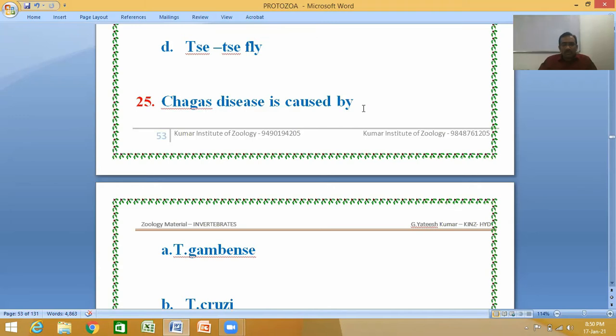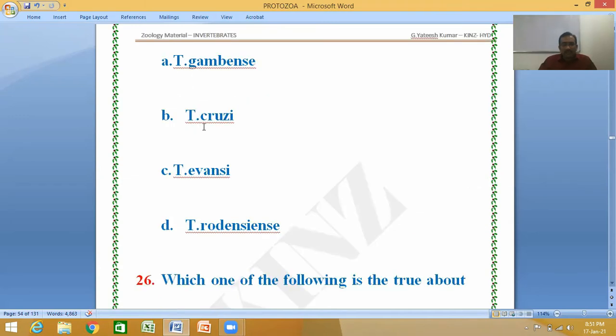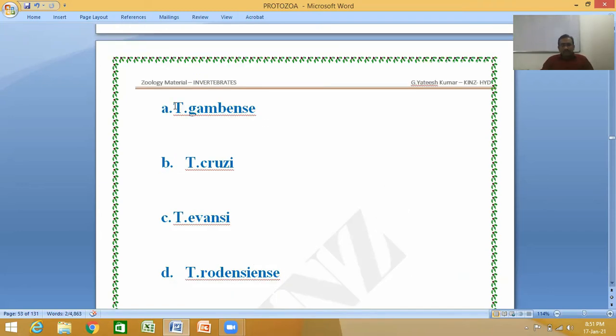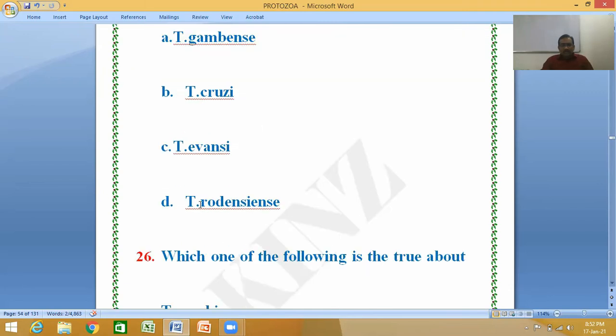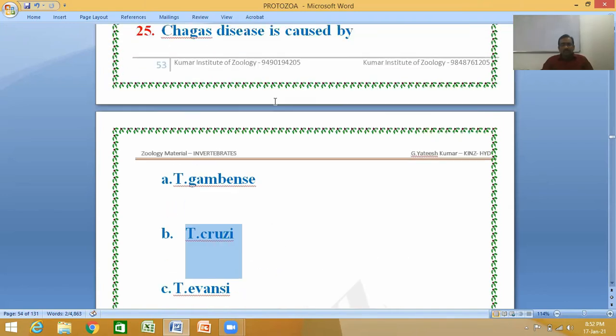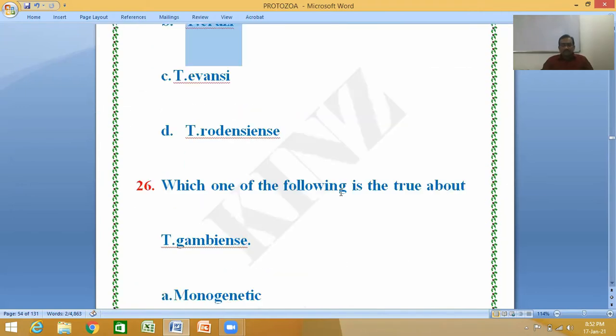Chagas disease is caused by which of these: Trypanosoma gambiense, Trypanosoma cruzi, Trypanosoma evansi, Trypanosoma rhodesiense. Here option B, Trypanosoma cruzi. Trypanosoma gambiense causes sleeping sickness. Rhodesiense also causes African sleeping sickness. Trypanosoma evansi causes Surra disease, whereas option B, Trypanosoma cruzi, causes Chagas disease.